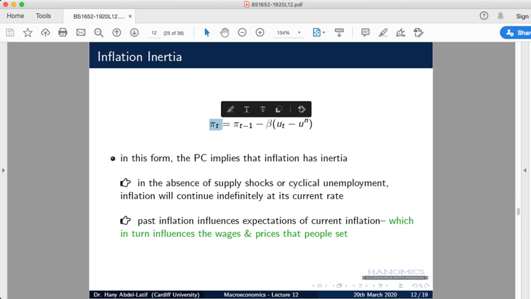So past inflation influences expectations of current inflation, which of course affects wages and prices that people set. But if we have zero cyclical unemployment and no supply shocks, this is not going to change. So the inflation rate is going to be stable, and will continue indefinitely at its current rate.